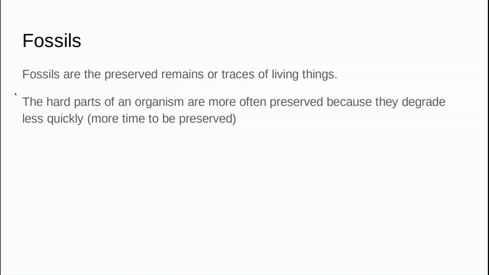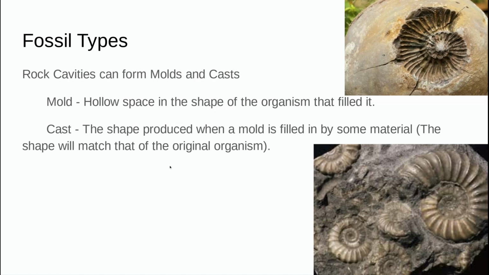Generally speaking, though, it's going to be most often the hard parts of an organism because for a fossil to be preserved, it can't just completely decompose, break down, and have every trace of itself eradicated. It needs to be able to last. So our most common types of fossils, these are going to be the casts and molds.